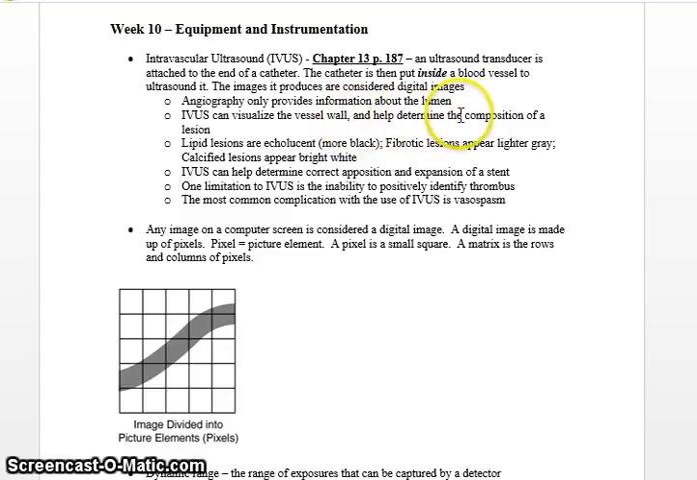It can also help determine the composition of a lesion, meaning lipid lesions or more fatty lesions are echolucent, meaning they are more black. Fibrotic lesions appear a lighter gray, and calcified lesions appear a bright white. So in this way, IVUS can help determine the composition of a lesion, again, where angiography is not able to do that.